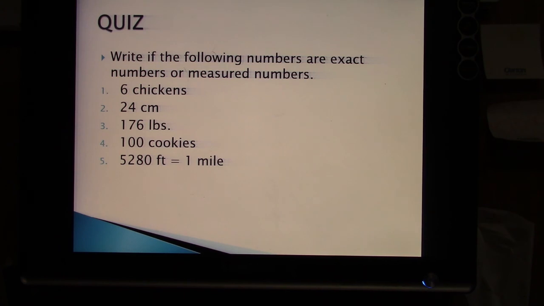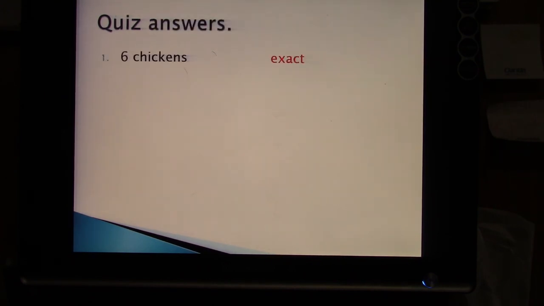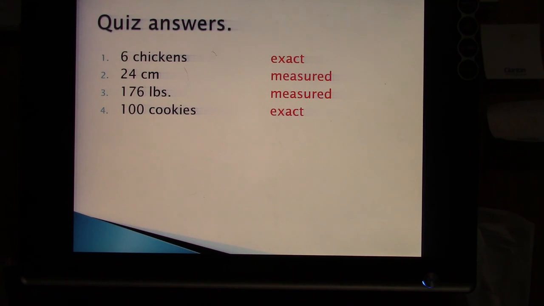Here's a little quiz for you. Write if the following numbers are exact numbers or measured numbers. Take a minute, write those down, and see what you get. Okay, let's check your answers. 6 chickens is an exact number, so you can count those. Centimeters is measured, so any number with a unit is a measured value. 176 pounds is measured. 100 cookies is exact.